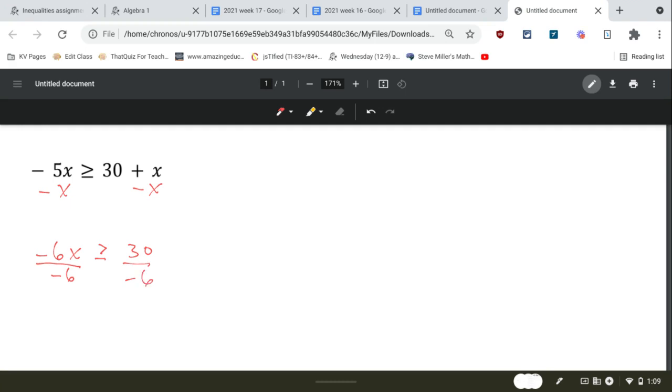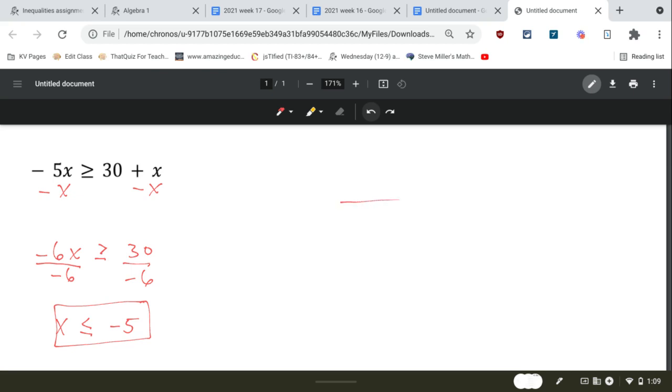Now, because we divided by a negative number here, if you divide by a negative or if you multiply by a negative number, you're going to have to flip this inequality symbol here. So it's going to be x is less than or equal to negative 5. I flipped that inequality because I divided by negative 6.